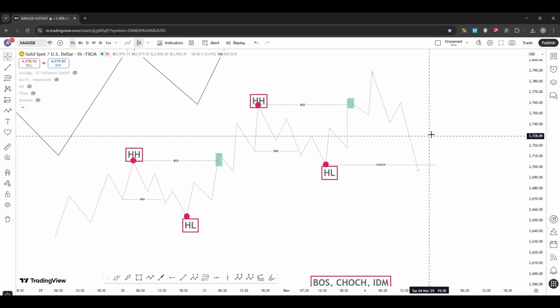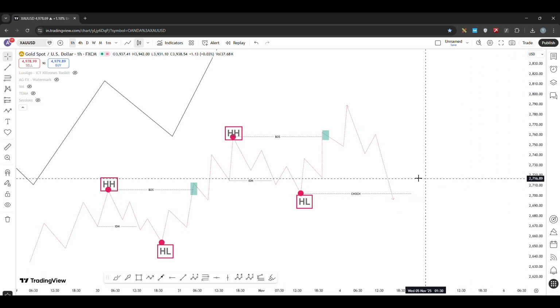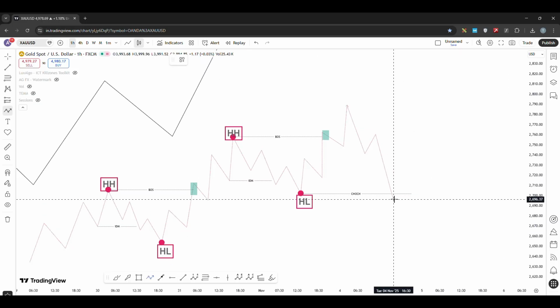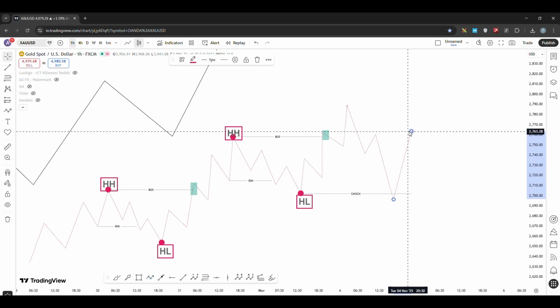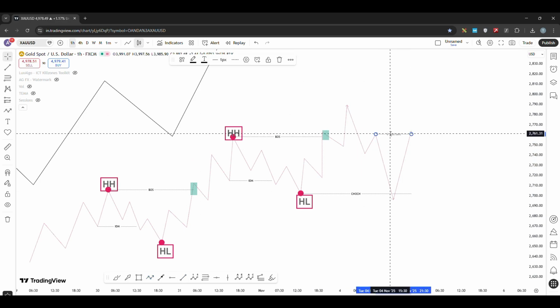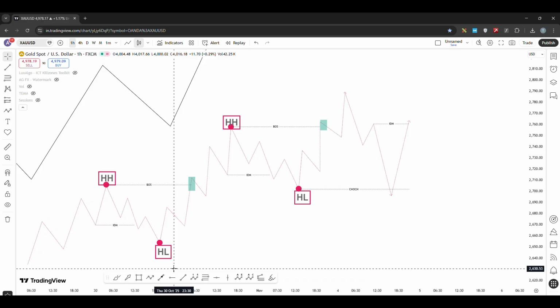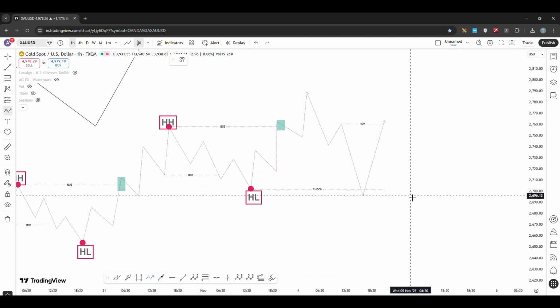Now we will be looking for a selling opportunity. In this case, what will happen? Market will go up. In this case, this will become what? This will become inducement, right? And once market induces, market will drop from here.